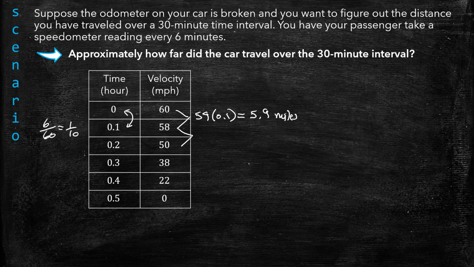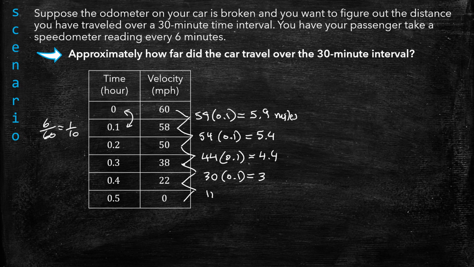And let's just repeat. So the average here would be 54. So that comes out to 5.4. The average here is 44. And that comes out to 4.4 miles. Since we're slowing down, we're obviously covering less ground every 6 minutes. The next one will equal 3. And the average of 22 and 0 is 11 times 0.1, which is 1.1. And if we add those all up, we find that we have traveled a distance of 19.8 miles.